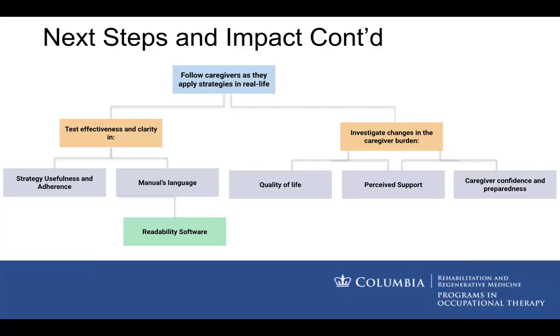So maybe doing surveys and questionnaires on their quality of life, perceived support, confidence and preparedness in their role. If they know what to do when a situation arises, that sort of thing. And just overall data to see if the strategies support ABI survivors to be more independent and in turn reduce the time spent caregiving.